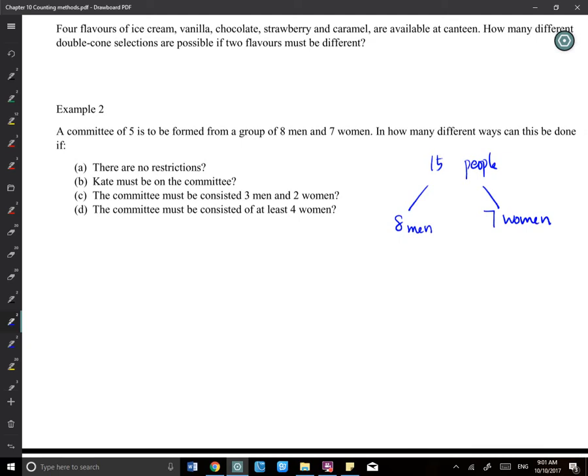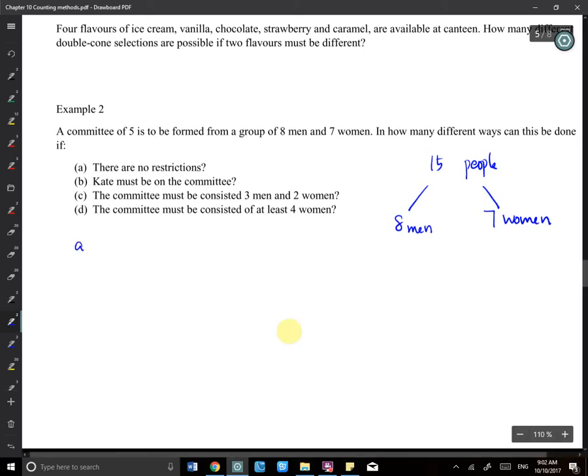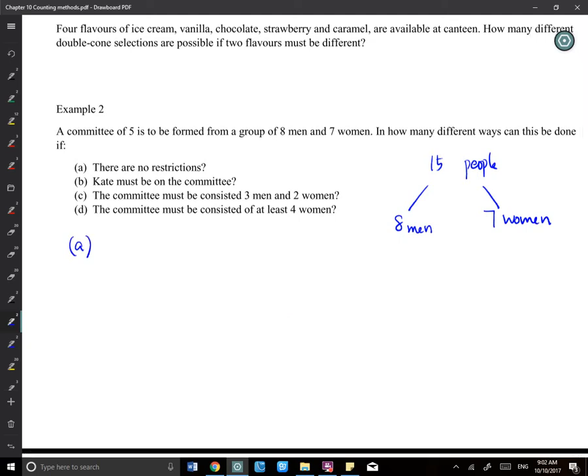In how many different ways can this be done if there are no restrictions? Okay, I just want to select 5 people from those people. How many ways can I do that? Just give me the expression, it's fine. I don't need you to evaluate. You have a calculator to evaluate this. How can I give the expression? Anyone? I have 15 people.